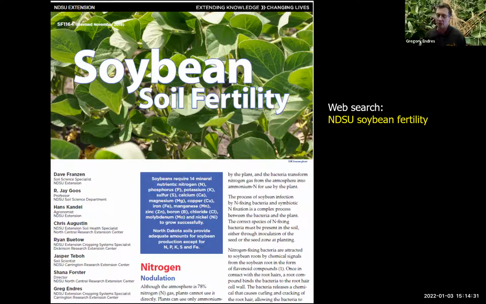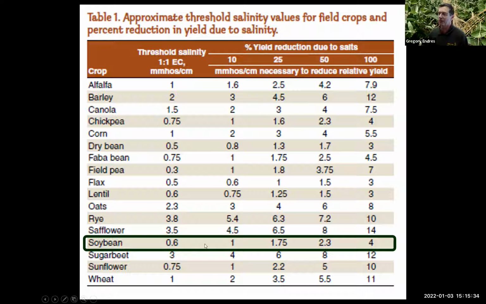Table 1 within the guide shows the tolerance of many crops, the minimum threshold for tolerating salinity, as well as the estimated yield reduction as salinity levels go up. And so the scale here is using a 1-to-1 electrical conductivity test. And so note soybean, very low tolerance to saline soils, only a 0.6 EC. And if we go up to 1 EC, that's where you hit 10% yield reduction. And it certainly gets worse with really a modest gain in ECs.